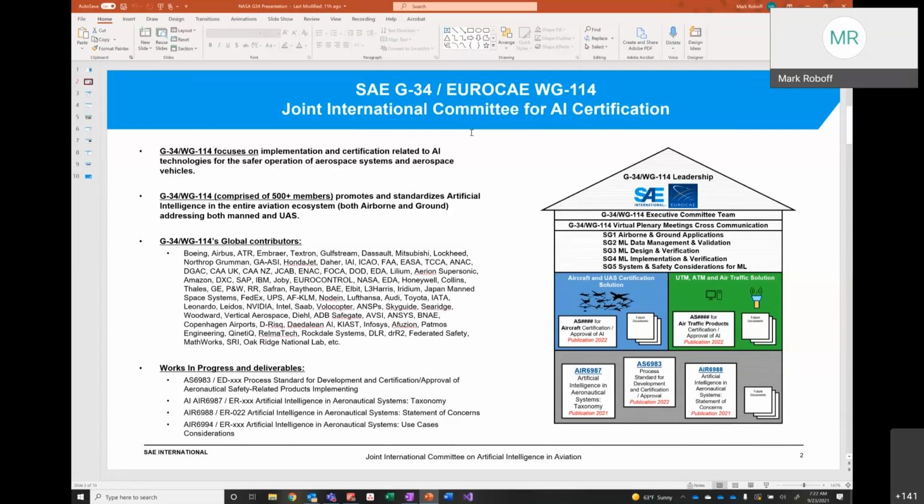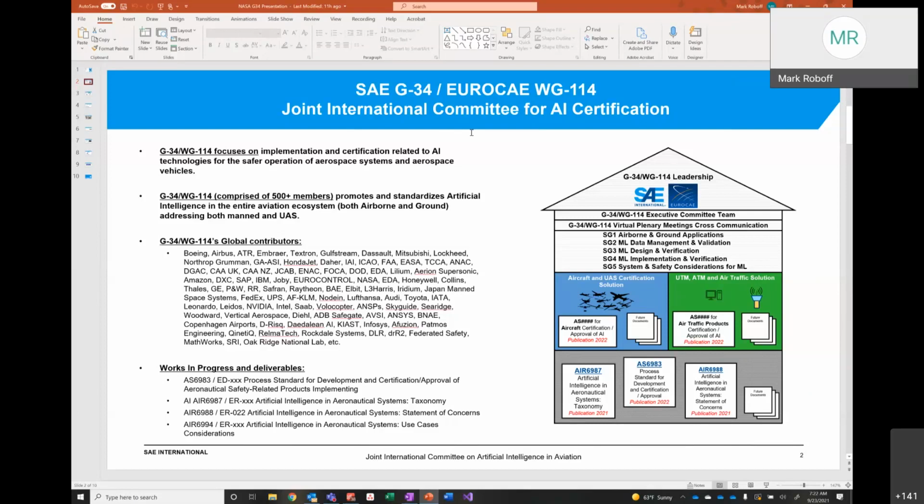So for instance, SG2 is focused on concerns around data assurance. How do you manage data that you gather? How do you validate that the data you have is precisely the data you need to build a safe and performant system? SG3 is focused on the design of the ML system. So what algorithms are to be considered, what performance requirements are to be considered around the execution of an AI or ML development lifecycle. And then how do you verify what you've built in the digital environment?